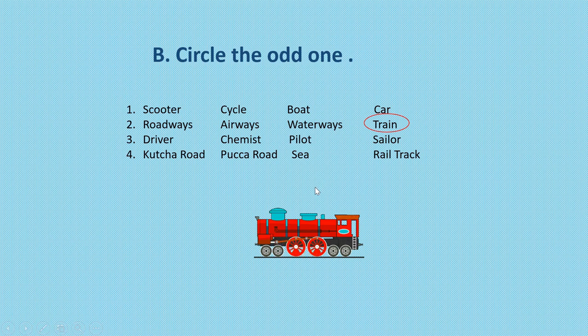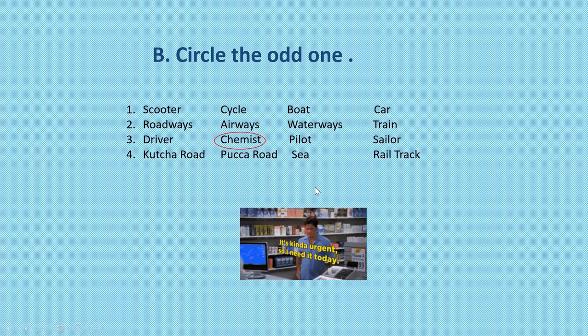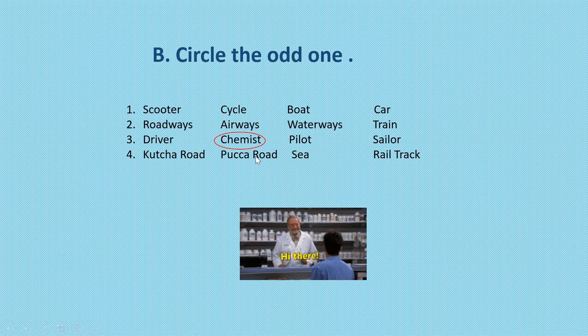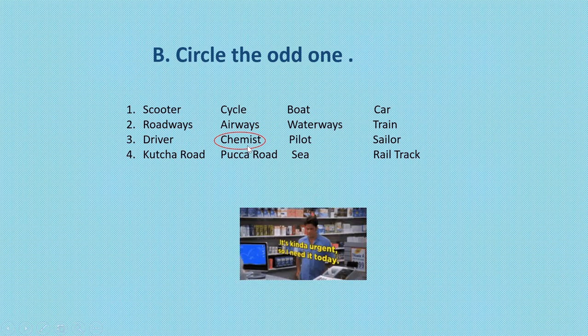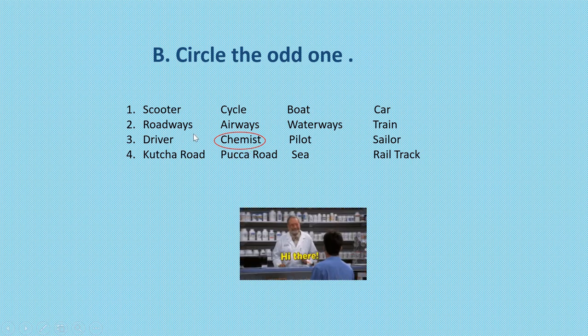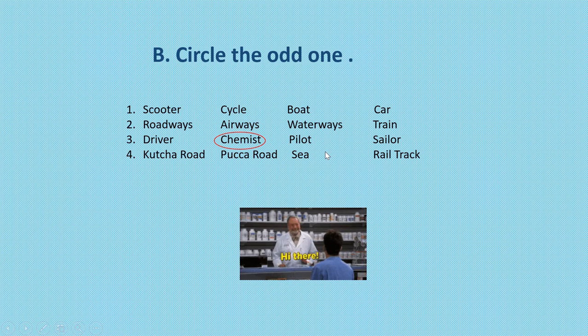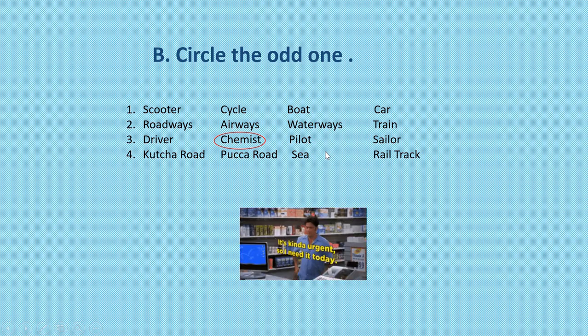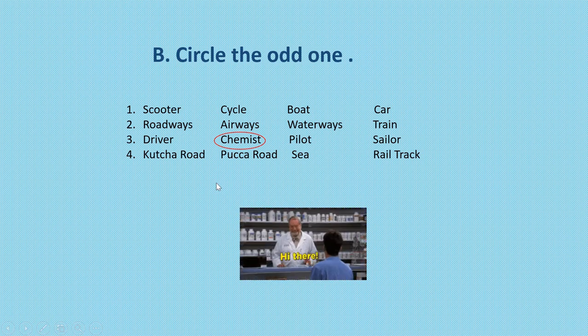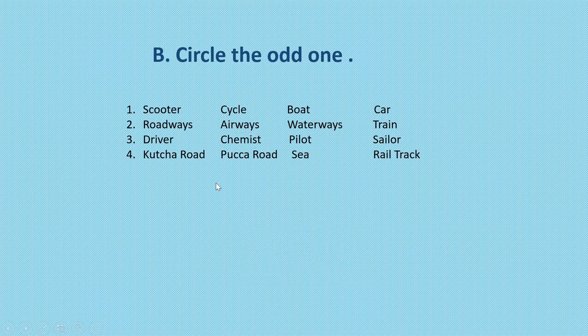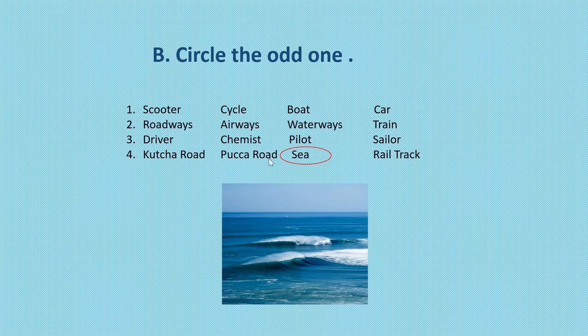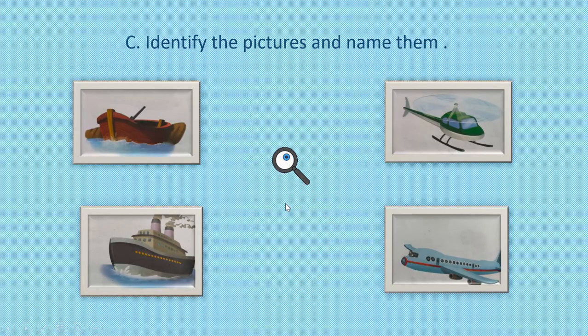Clear? Now let's move to number 3. Driver, chemist, pilot, sailor. Which one is the odd one? Chemist. He's like a shopkeeper. And these three, driver, pilot, sailor, they have to drive some means of transport. Now the fourth point, kacha road, pakka road, sea and rail track. Which is the odd one? Sea is the odd one. Now let's move to next question.